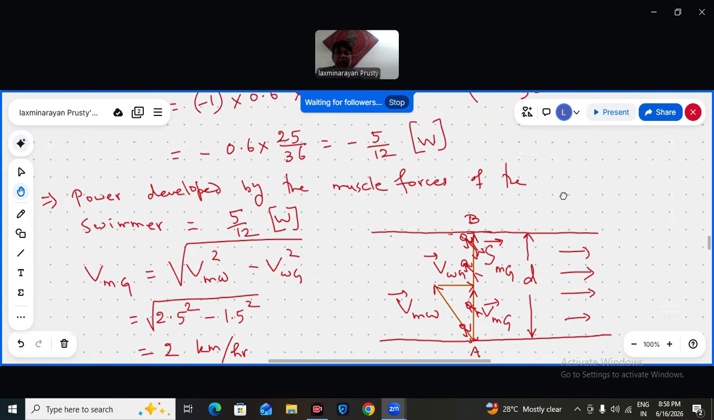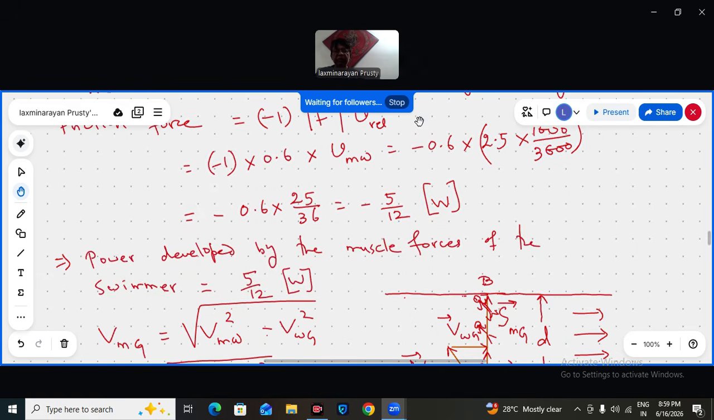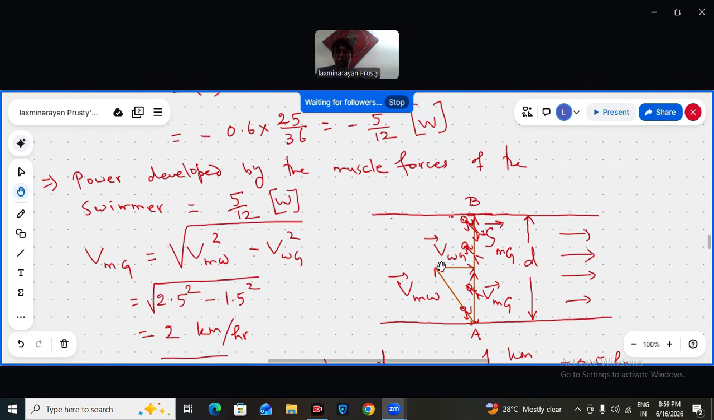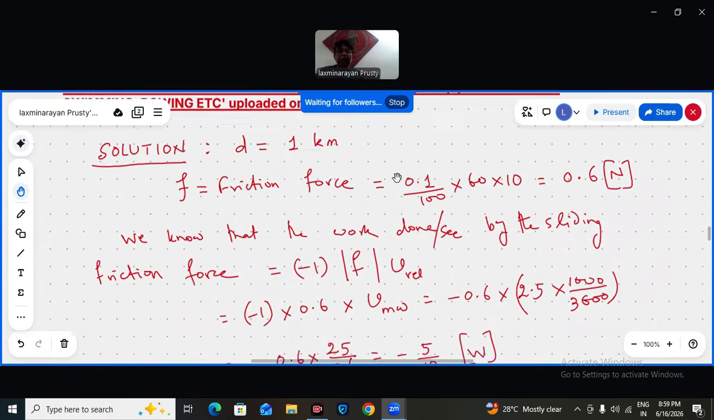Remember, what is the crucial point in this? Work done by the sliding friction force is minus F magnitude into relative speed. This is the crucial point. After that, everything is very simple. Am I clear?